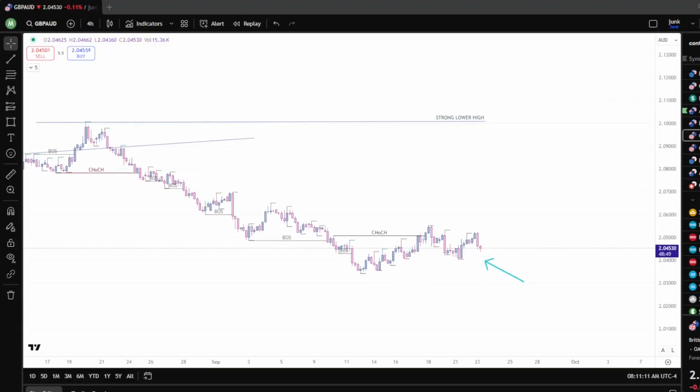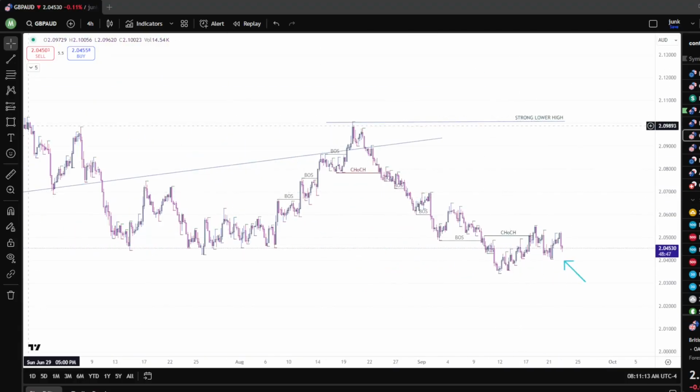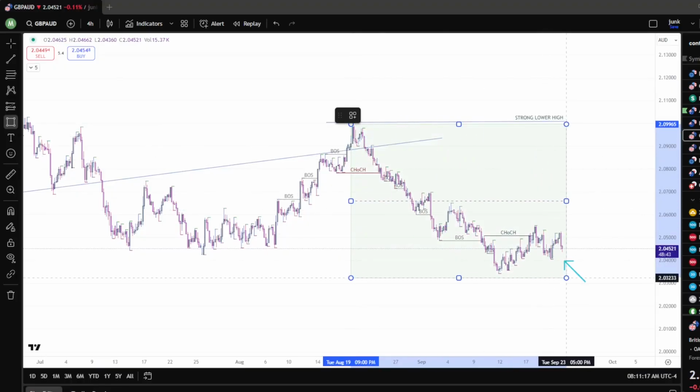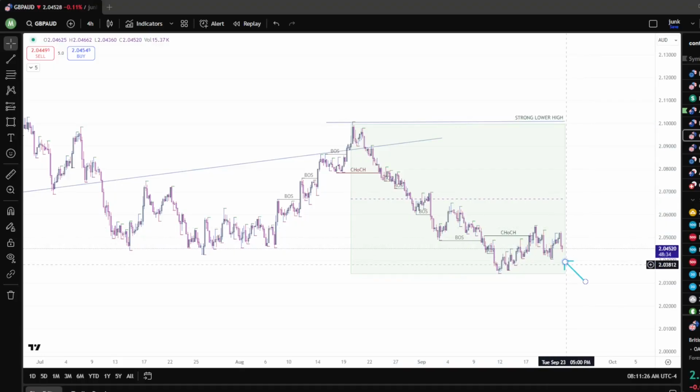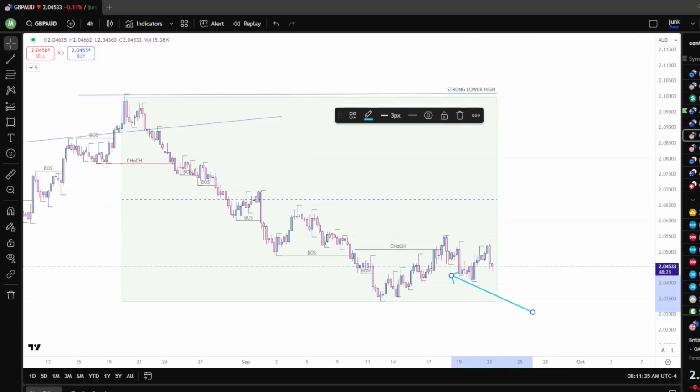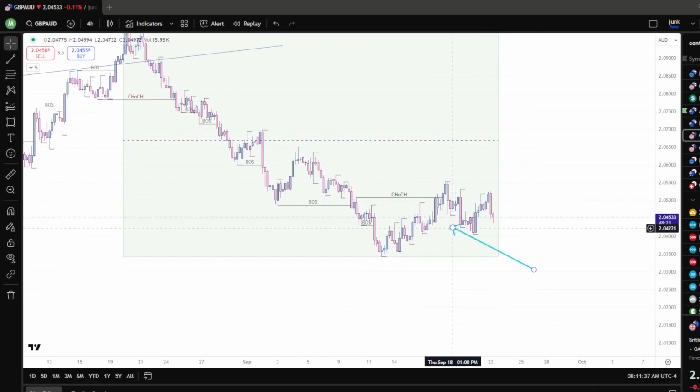GBP AUD, let's go map out the current range. And of course, this is overall swing structure bearish, with this being the lower high. Continue to make lower highs internally. It started to break structure to the upside, like I was saying previously. It looked like this could be a bear flag, even though it didn't break the structure to the upside.